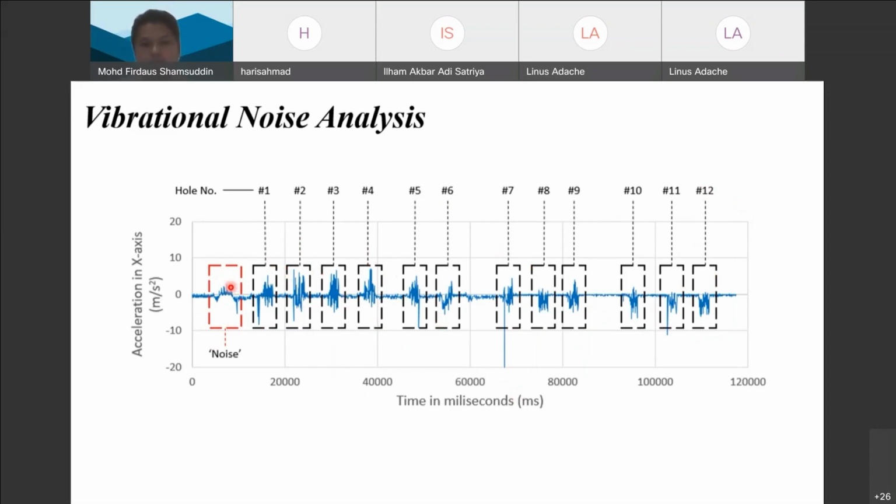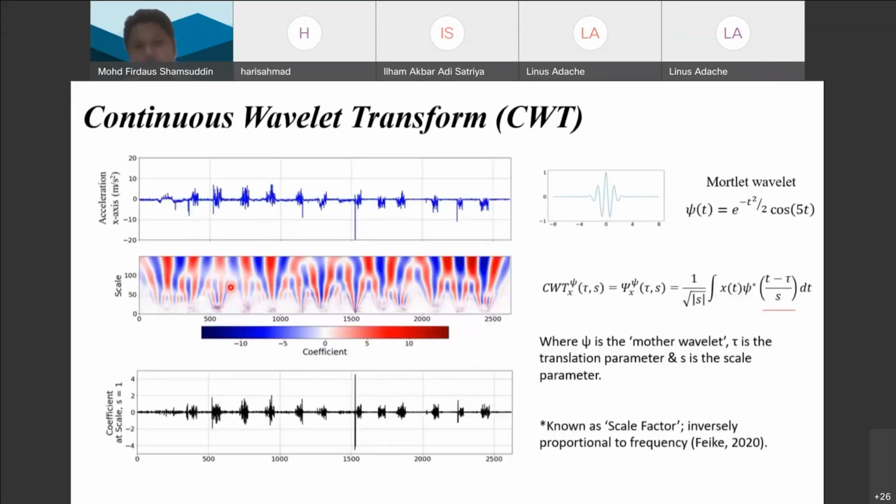So the first question that we want the signal to answer is when the hole has been drilled. In order to answer this question, we cannot rely on Fourier transform, because Fourier transform is just going to give us frequency data; it cannot tell us when the frequency has been used. That's why, as an alternative, I'm using wavelet transform, specifically continuous wavelet transform, to give us the view in time domain instead of only in frequency domain.